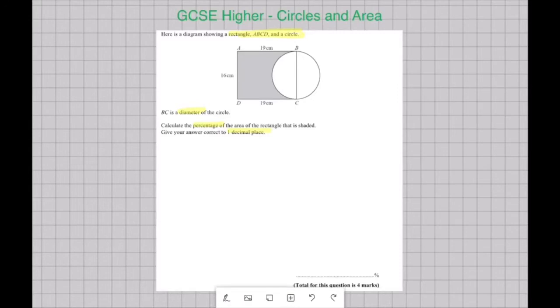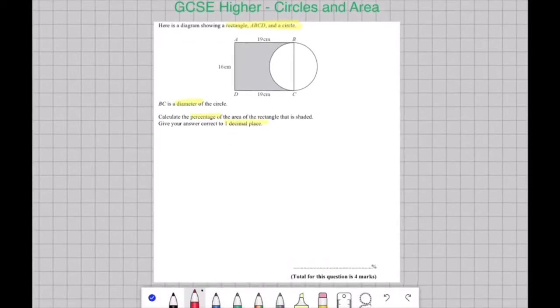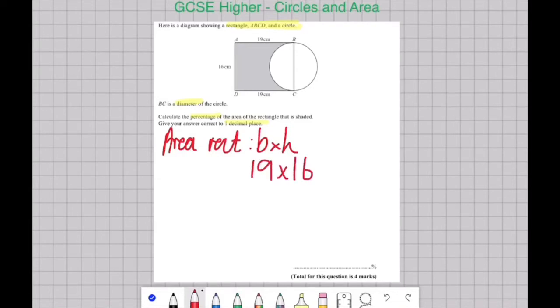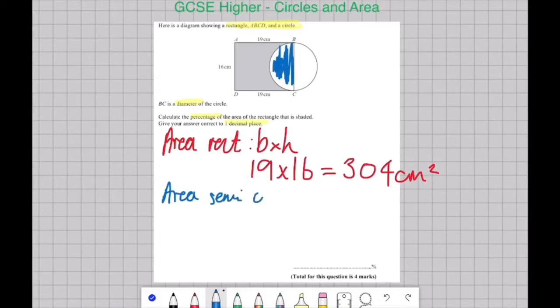So what I've got to work out is the area of the shaded region. The first thing I'm going to do is the area of the rectangle. The area of the rectangle we know is base times height, which in this case would be 19 multiplied by 16. Now this is a calculator question, so 19 times 16 is 304 centimetres squared. Okay, now that's the whole rectangle. However, I want to get rid of this part because that bit's not shaded in. That's a semicircle, so that's the next thing I need to work out, the area of the semicircle.